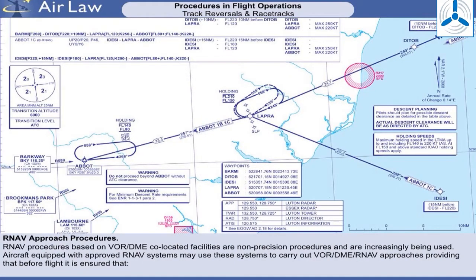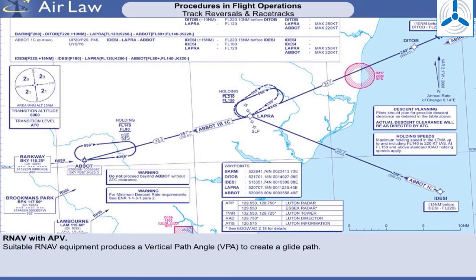RNAV procedures, based on VOR DME co-located facilities, are non-precision procedures and are increasingly being used. Aircraft equipped with approved RNAV systems may use these systems to carry out VOR DME RNAV approaches, providing that before flight it is ensured that the RNAV equipment is serviceable, the pilot has current knowledge of how to operate the equipment and achieve optimum levels of accuracy, the published VOR DME facility upon which the procedure is based is serviceable, and the input data is up to date.